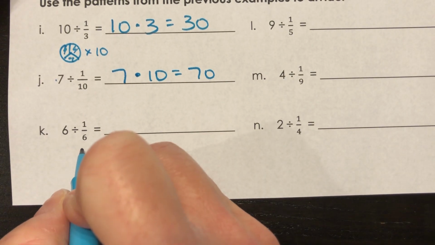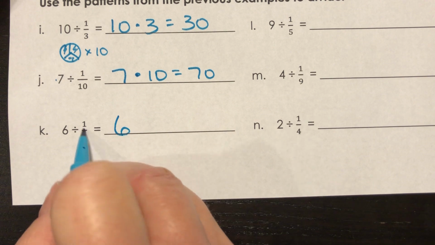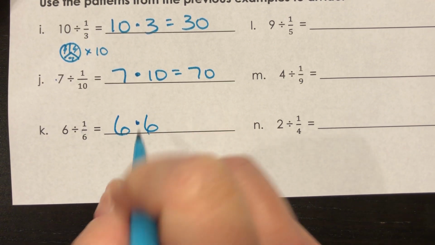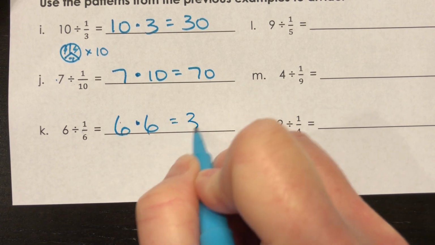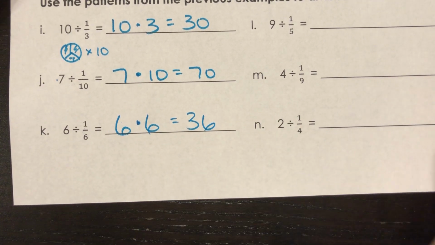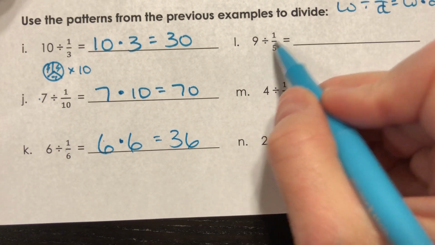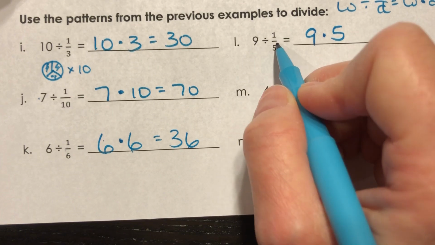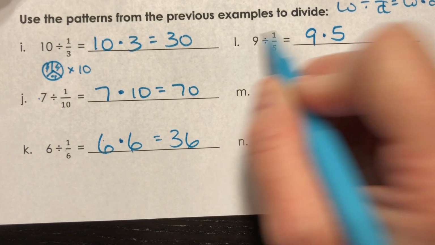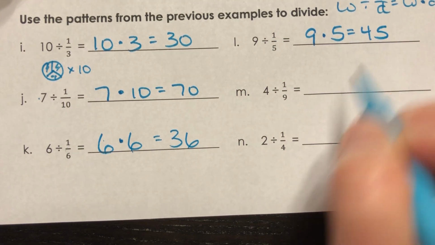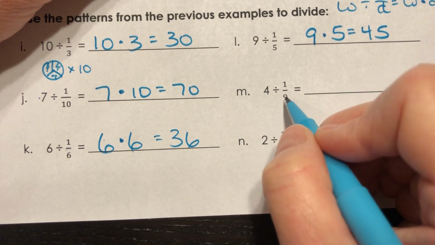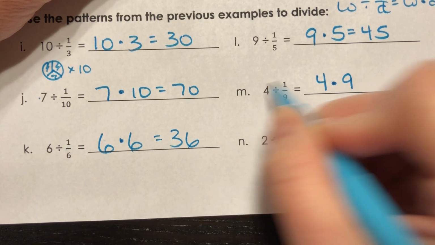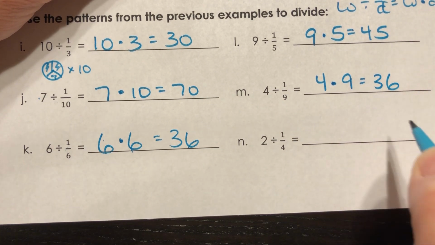All right, 6 divided by 1/6 means that each whole is cut up into 6 pieces, and I want to know, well, how many is that? I would have 6 times 6 because each whole is cut up into 6. So that would mean that 6 divided by 1/6 is 36. 9 divided by 1/5 means I would have 9 times 5, because each whole would be cut up into 5 pieces, and 5 pieces times the 9 wholes would be 45. And 4 divided by 1/9 means that each whole is cut up into 9 pieces, so I would have those 9 pieces 4 times, which would give me 36.